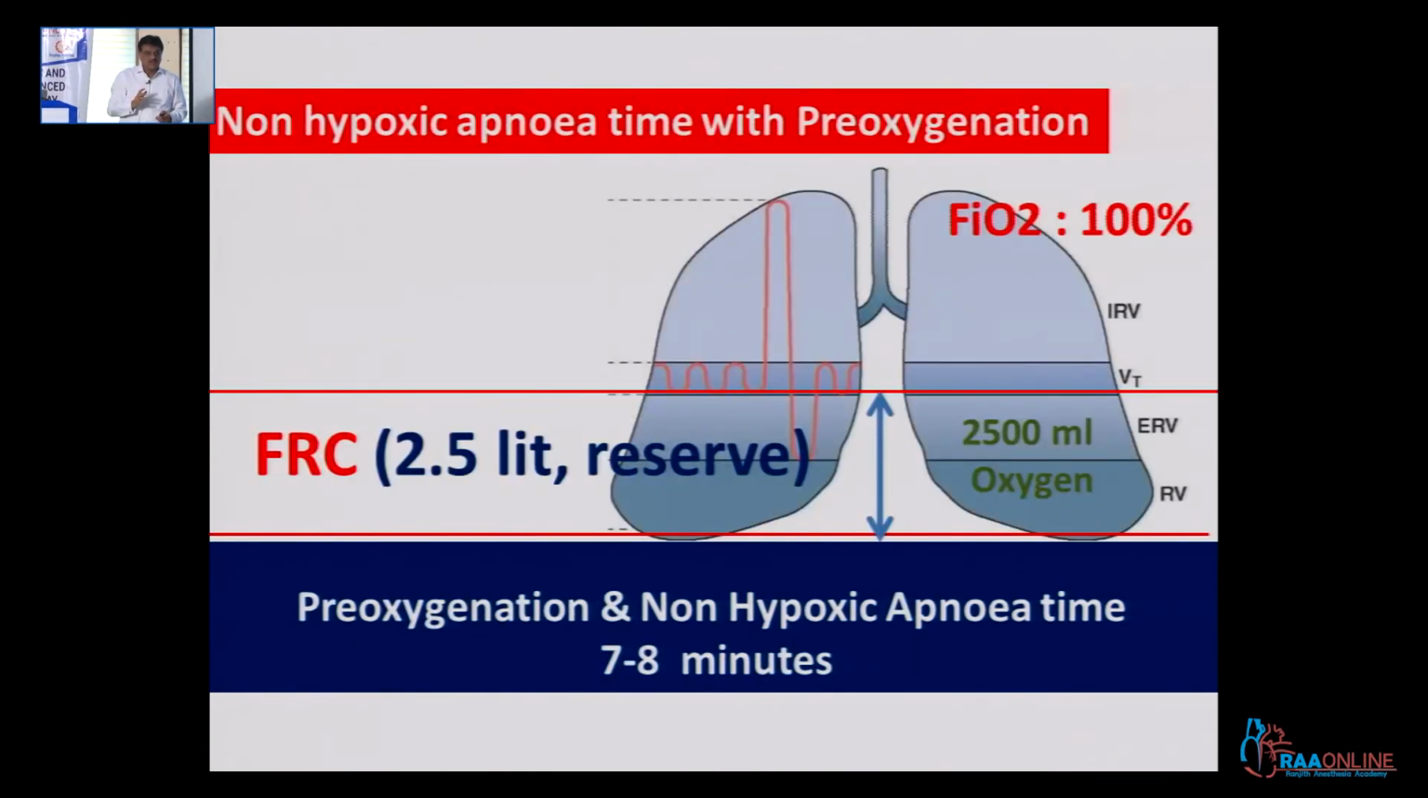Now suppose we have filled up the whole of the FRC with 100% oxygen. Now the FRC is 2.5 liters, containing 2.5 liters of oxygen. Now if I am subjected to apnea, what happens? With consumption of 250 ml per minute, the non-hypoxic apnea time lasts for 7 to 8 minutes, ideally up to 10 minutes, but it reaches equilibrium from oxygen diffusion from alveoli to blood at 7 to 8 minutes. So that's the reason it lasts for 7 to 8 minutes.